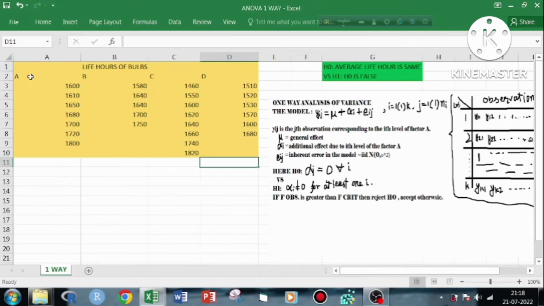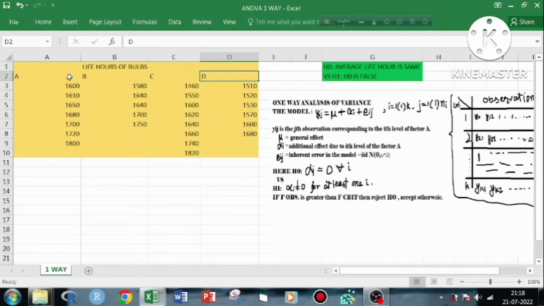I'm doing it again. So now in this problem we are given the life hours of bulbs. Our response is the life hours of the bulbs, and the additional effect, the factor, is the different batches in which the bulbs have been produced. So our response is the life hours of the bulbs, and the additional effect is the effect of the batches in which the bulbs are produced.